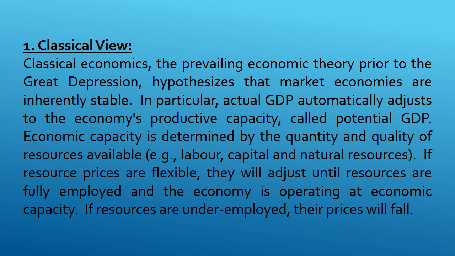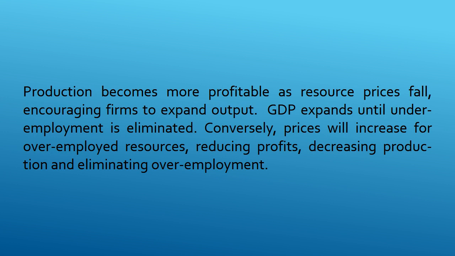Economic capacity is determined by the quantity and quality of resources available, for example, labor, capital and natural resources. If resource prices are flexible, they will adjust until resources are fully employed and the economy is operating at economic capacity. If resources are underemployed, their prices will fall. Production becomes more profitable as resource prices fall, encouraging firms to expand output. GDP expands until underemployment is eliminated.